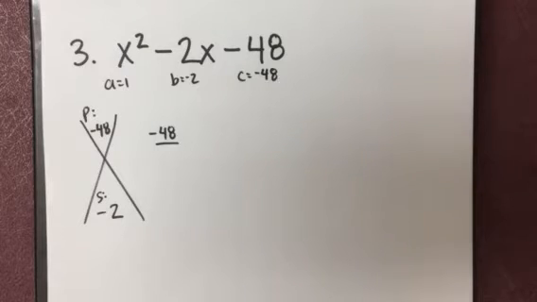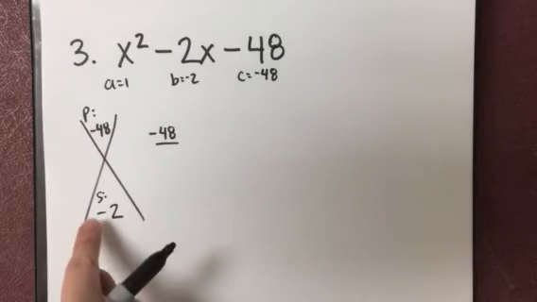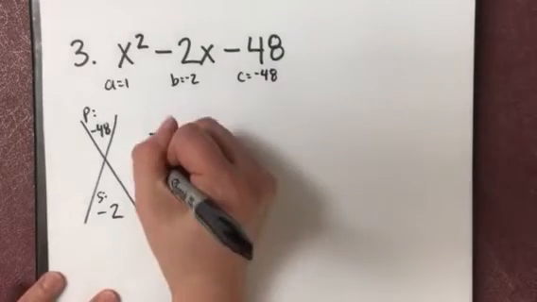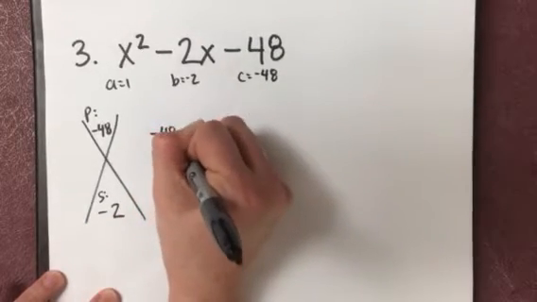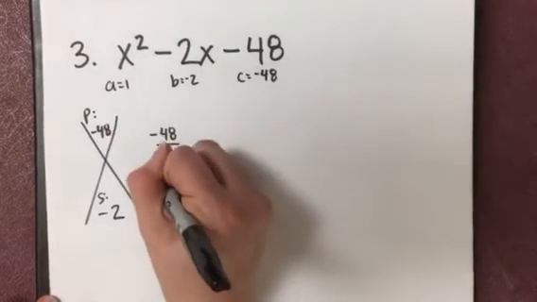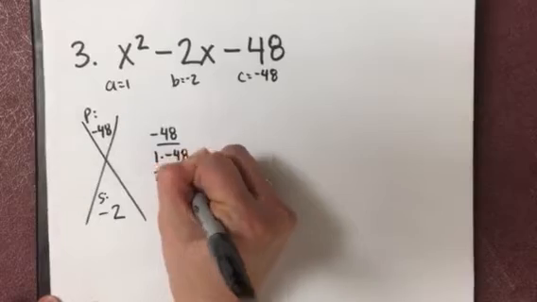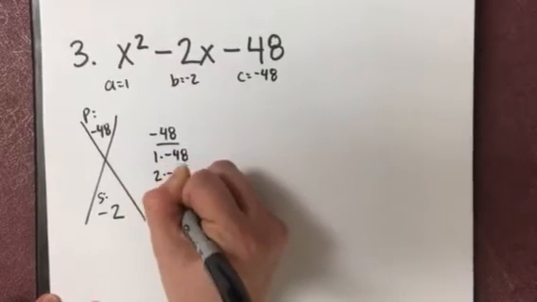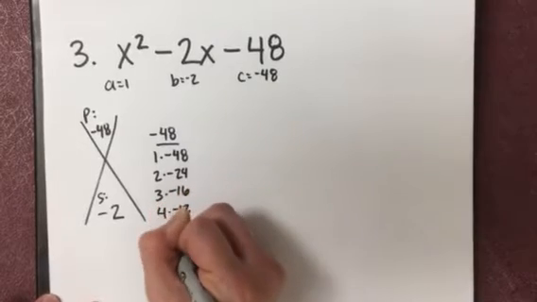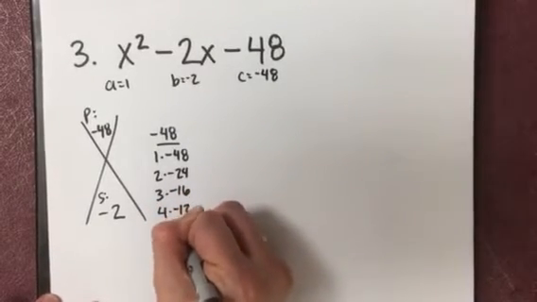You could list all of the options, but because our sum needs to be negative, I'm going to just put our negative on our larger number. So 1 times negative 48, 2 times negative 24, 3 times negative 16, 4 times negative 12, 6 times negative 8.